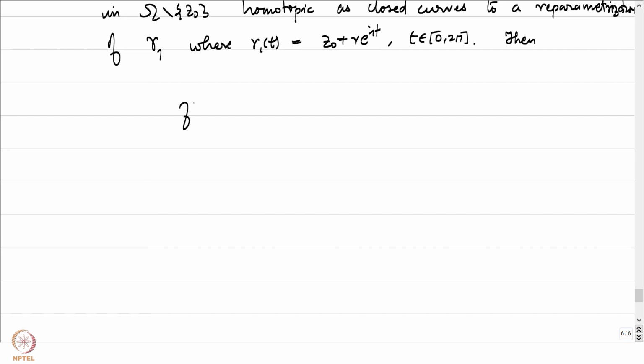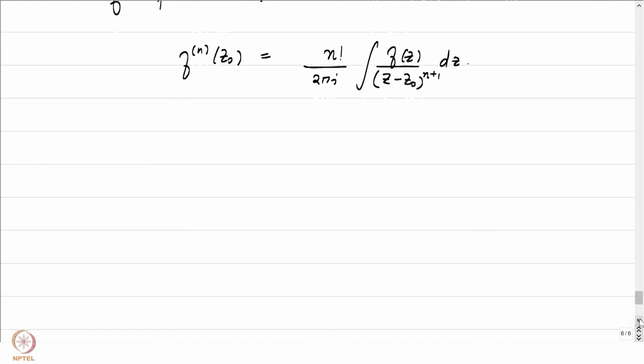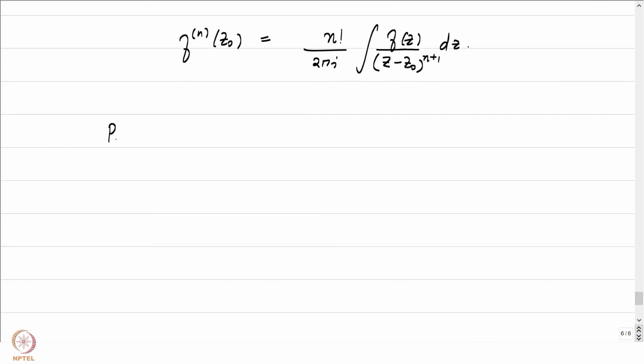Then f^(n) at z0 is going to be equal to n factorial by 2 pi i times the integral of f of z by z minus z0 to the power n plus 1 dz. The proof is actually already taken care of. Let me just note down the steps involved, since f is complex analytic.